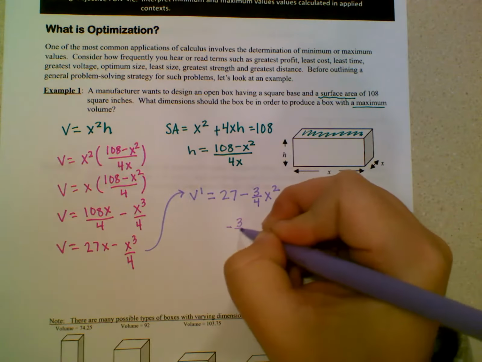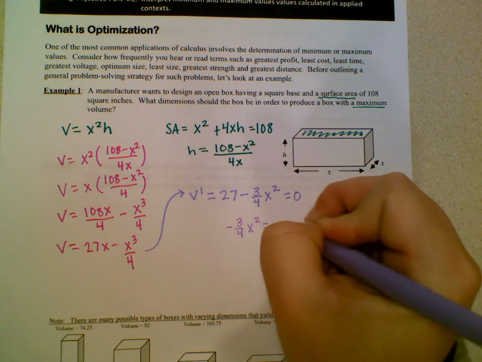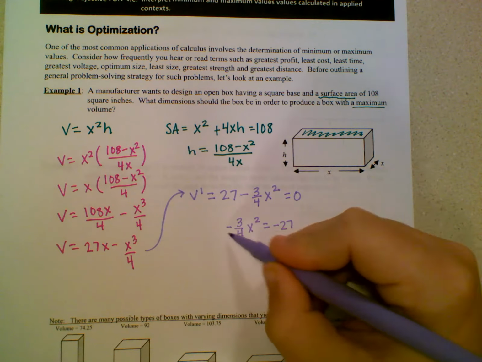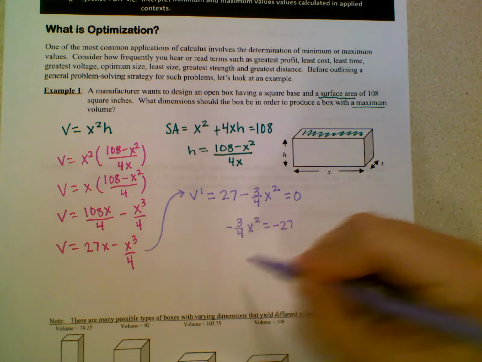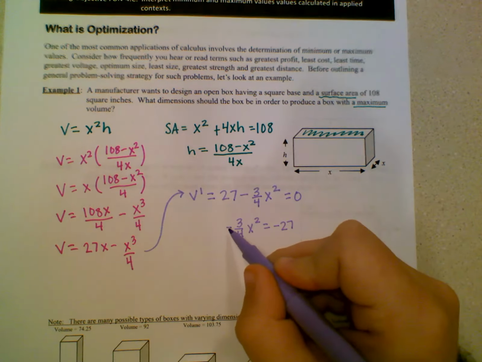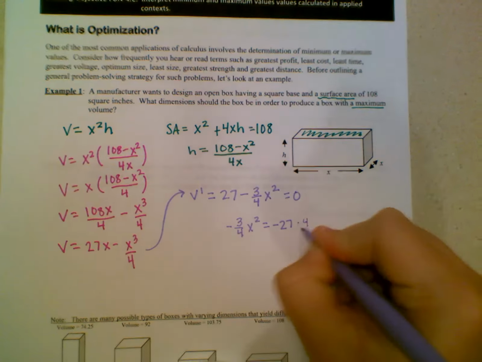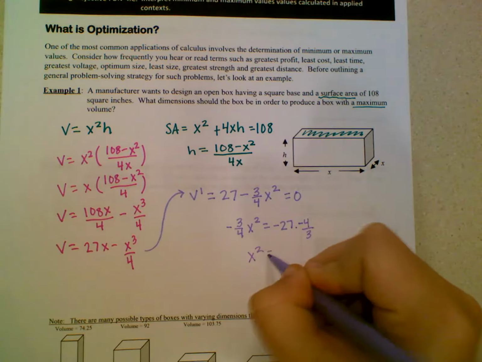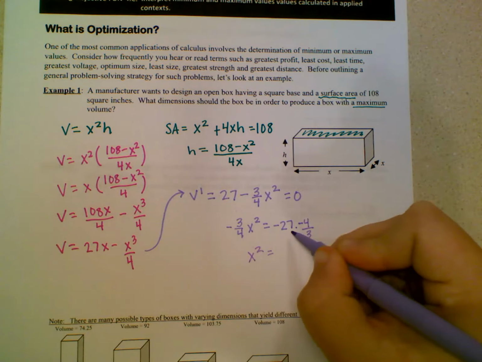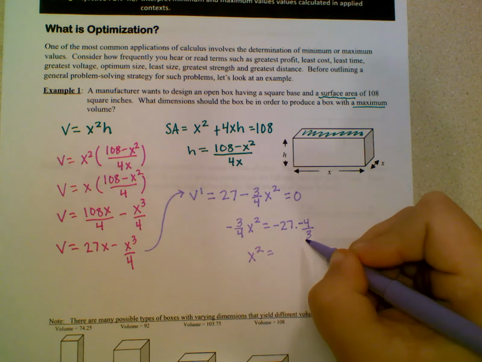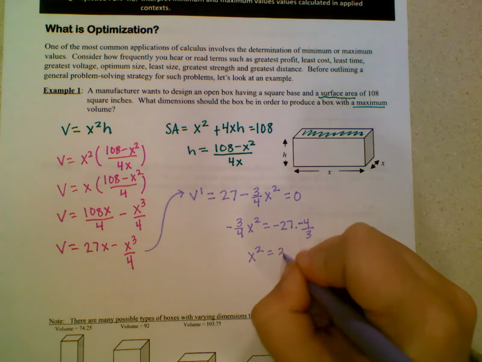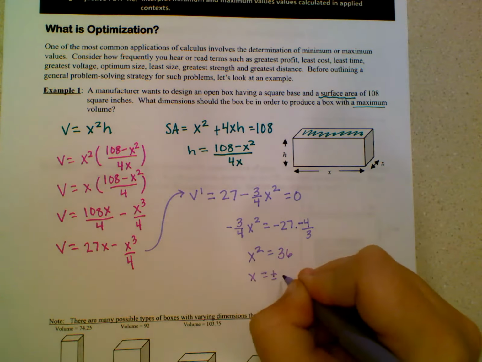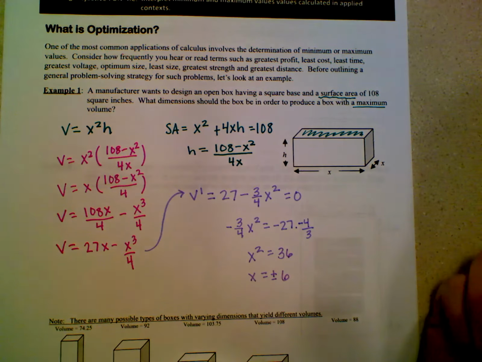So I'm going to say negative 3/4 x squared equals negative 27. Subtract that over. Multiply by the negative 4 and the 3, or you can think about it as dividing by negative 3/4. I like to think about it as multiplying by 4 and dividing by 3, and you just have to have a negative here, right? And that'll get rid of this. This is actually easier to do the division first. Negative 27 divided by 3 is negative 9. Negative 9 times negative 4 is 36. And then take the square root. x would be plus or minus the square root of 36, which is 6.